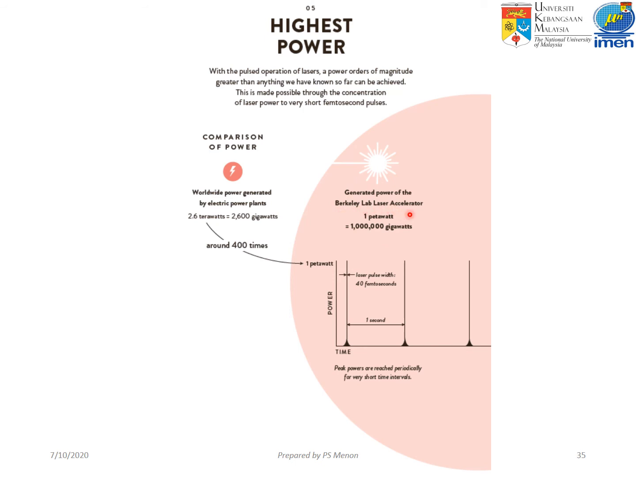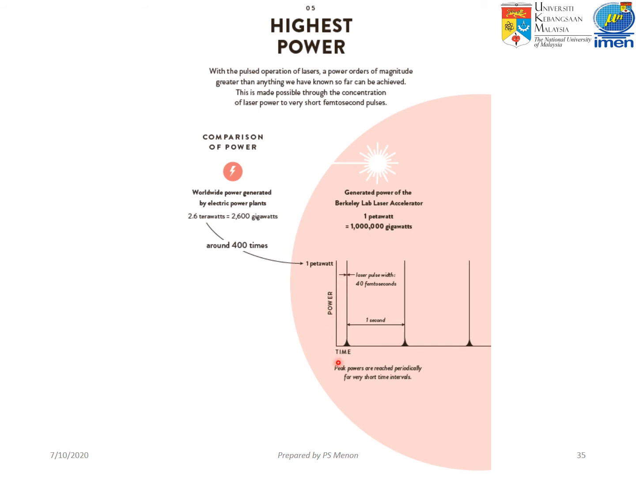So do you know how much power is generated by this laser? 1 petawatt, which is equivalent to 1 million gigawatts. Okay, so you can compare 2600 gigawatts, this is worldwide power generated by electric power plants, versus the laser, 1 million gigawatts.